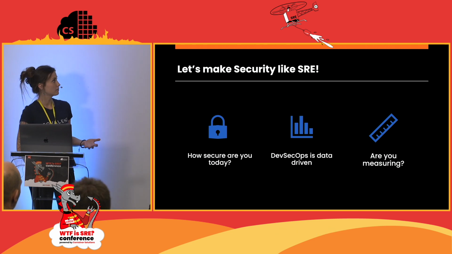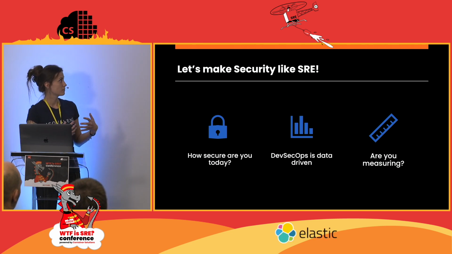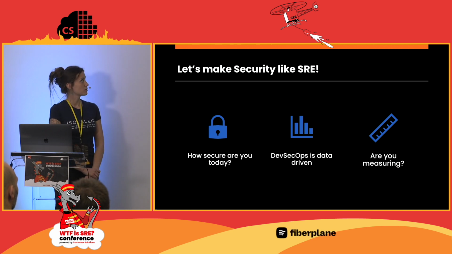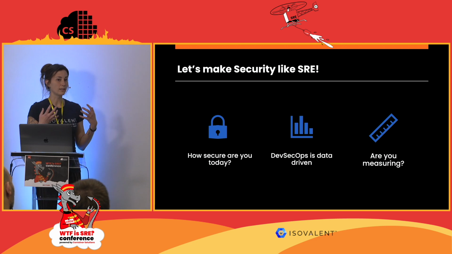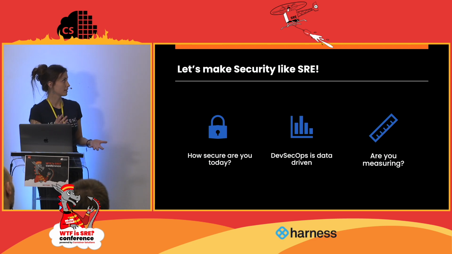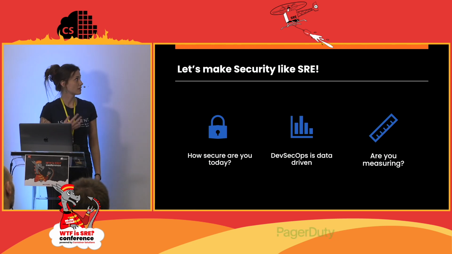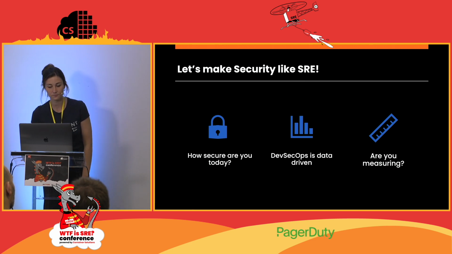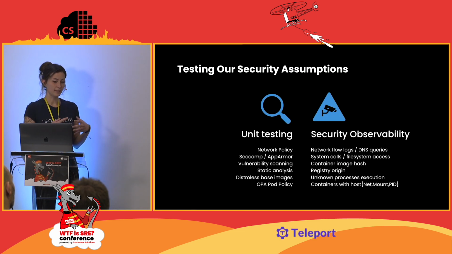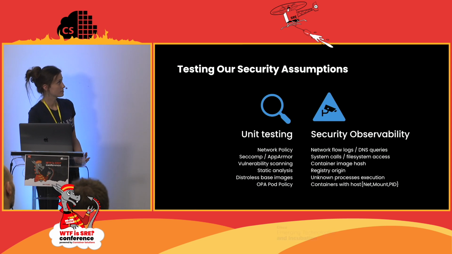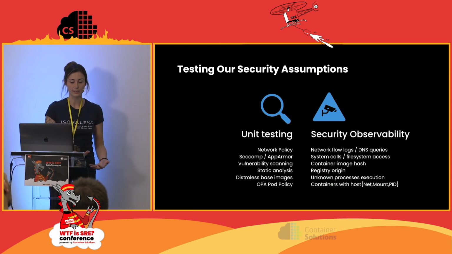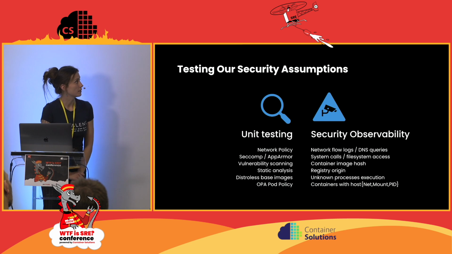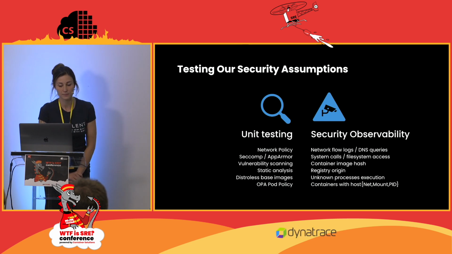So we would need a data-driven approach, some kind of observability to measure how secure we are today. We would need to collect data, observe the data, get some feedback, and then make data-driven decisions. We would need to test our security assumptions, that all the protections we put in place that I listed before are actually effective, that they are working, and that they could prevent us from real-world attacks.